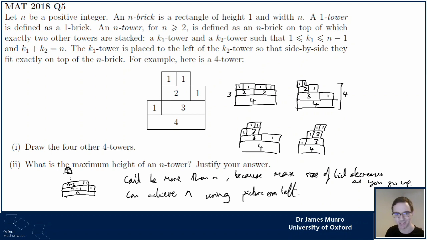Okay, not very precise. I can explain what I'm doing. I'm taking 1 off each time. That is n, isn't it? 1, 2, 3, yes, n. Okay, that's the maximum height of an n tower, decreasing the size of the bricks as slowly as I can, so as to get the maximum possible height.